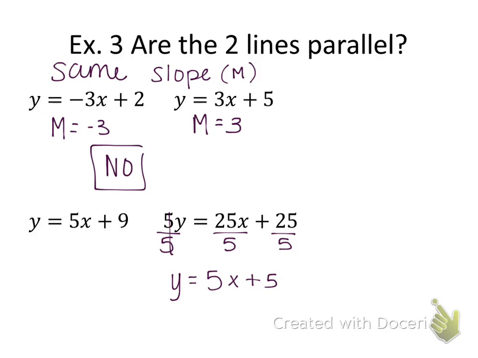So now let's identify the slopes. The slope in the first equation is m equals 5. And the slope in the second equation is m equals 5. So are these lines parallel? Yes, they are. If you were to have looked at this equation right off the bat and said, oh, 5 and 25, no, they're not parallel. Well, it has to be in slope-intercept form first. Has to be in slope-intercept form first.